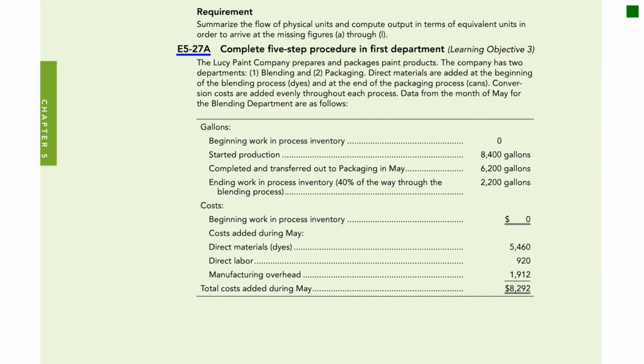Okay, so this is exercise E5-27A. It says complete the 5-step procedure in the first department. And again, notice in this case, we've got blending and packaging. They tell you that direct materials are added at the beginning of blending. So that's something that's important to know.